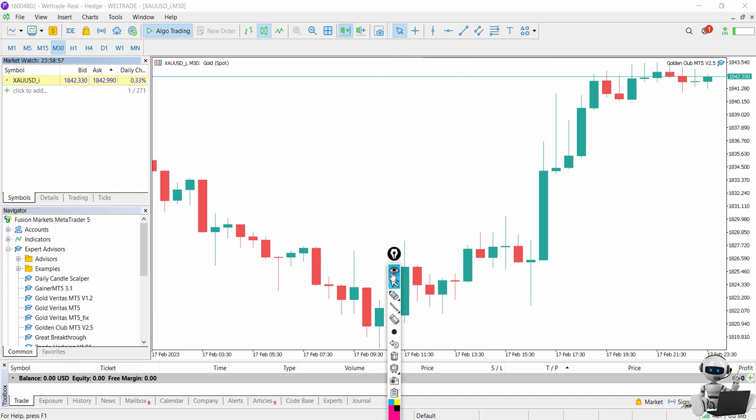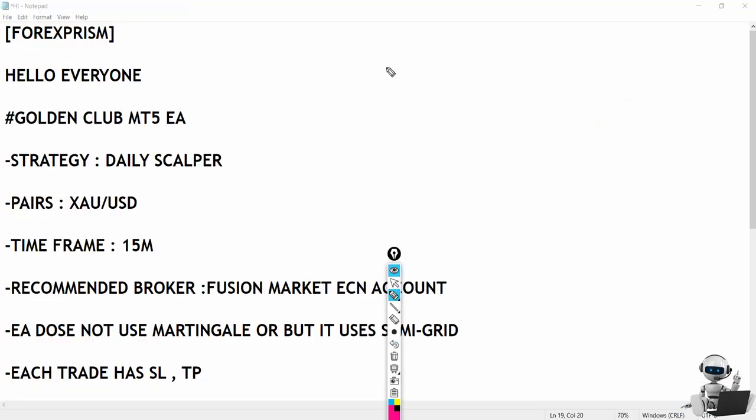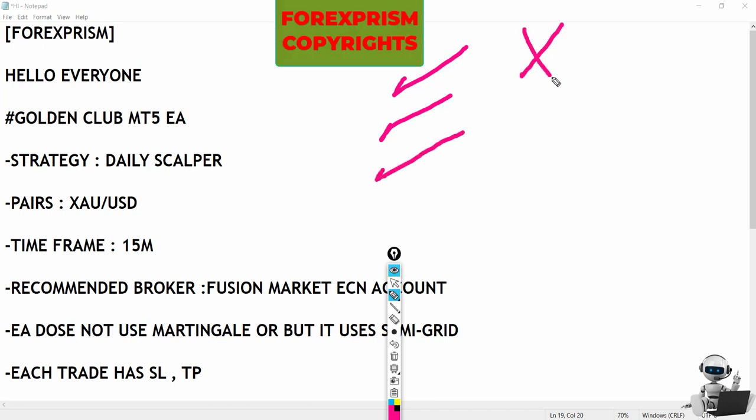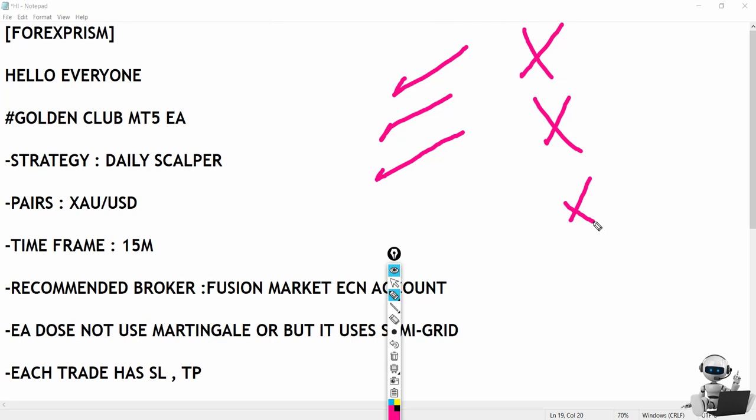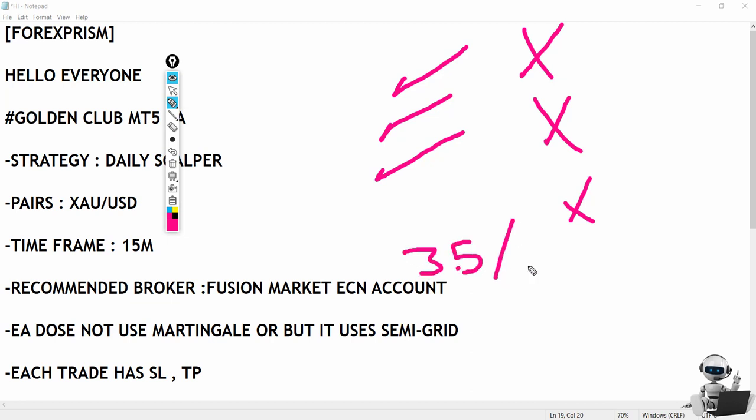My conclusion for this EA: the EA does not use martingale or typical grid, which is amazing. We have live results for almost 5 or 6 months. The profit factor is very high. However, we need more data. The semi-grid could be a little bit risky, and the EA does not describe what the strategy is behind it. So for my conclusion, I will be fair and honest. I will give it only 3.5 stars out of 5. So I think this is the conclusion.